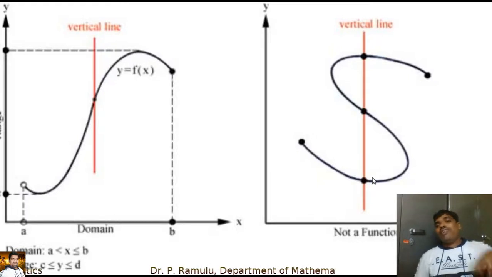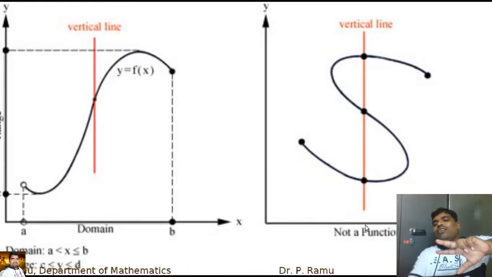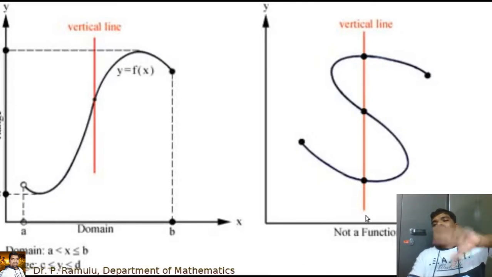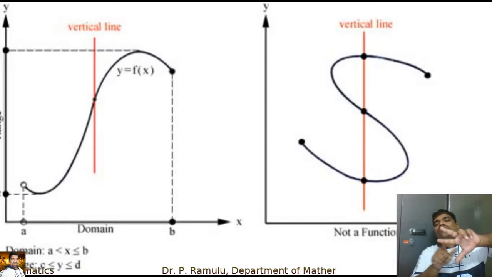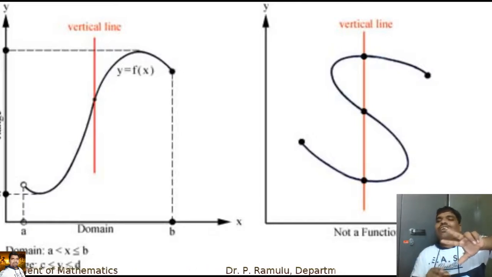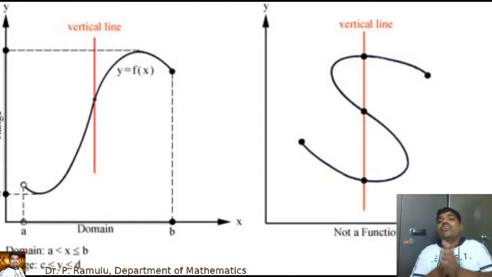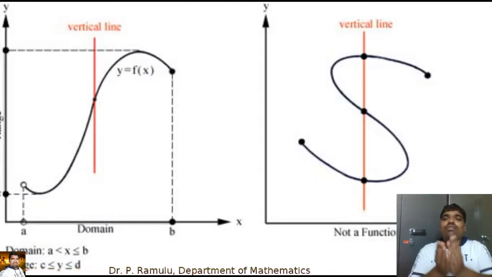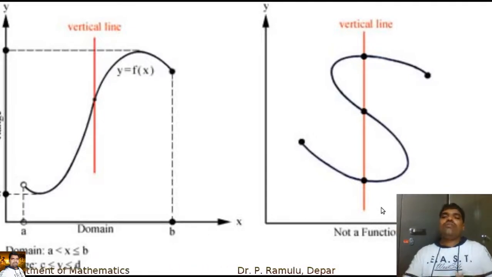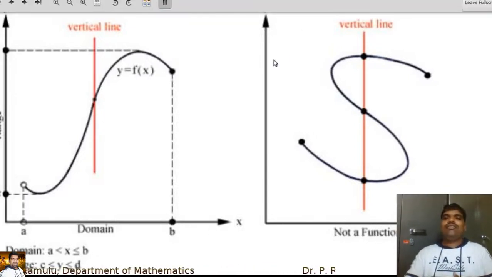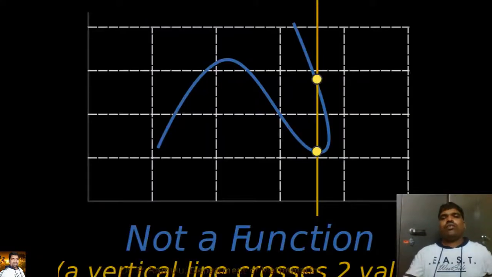Just now I said that it will look like a V shape. At this point you can observe that the curve goes through 1, 2, 3 points. Similarly, there are infinitely many such points. So at so many points this curve is cut one or more times. That's why it is not a function.